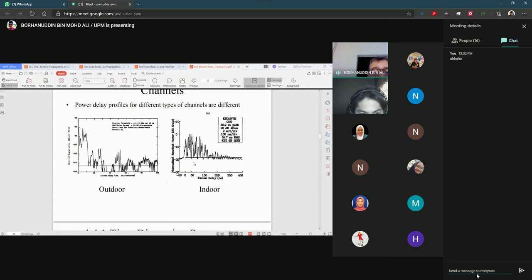Now for the indoor, it's a little bit different. You can see the indoor signals are closer together, bunched up together, because they don't have to travel very far, and most of them are almost the same, and then they die off. So if you set a threshold, a certain level of energy, you can ignore the smaller ones. And these, about four or five components, are considered sufficient to detect or reconstruct your signal.